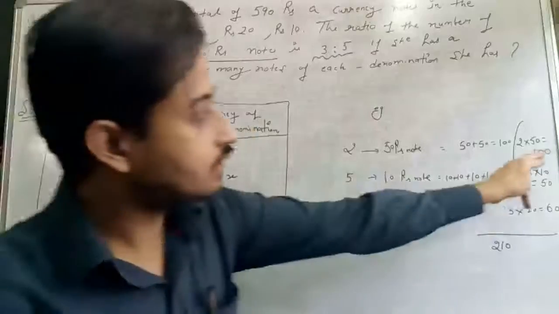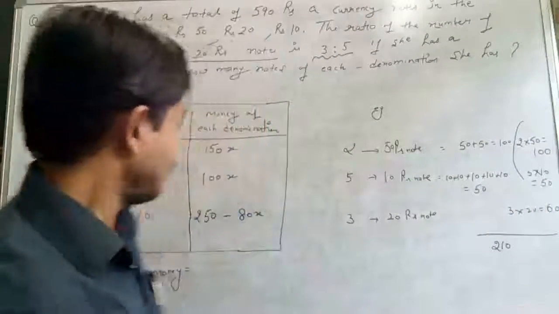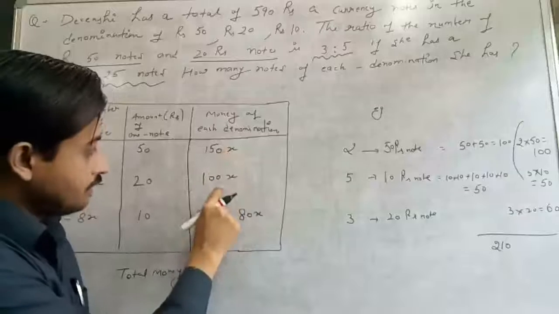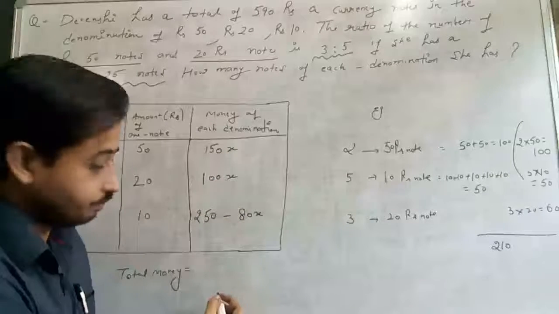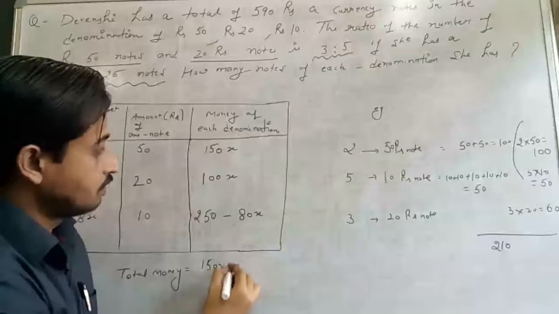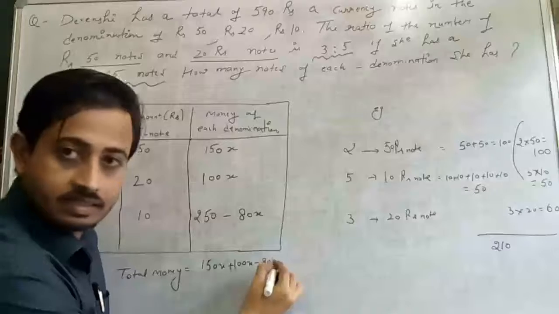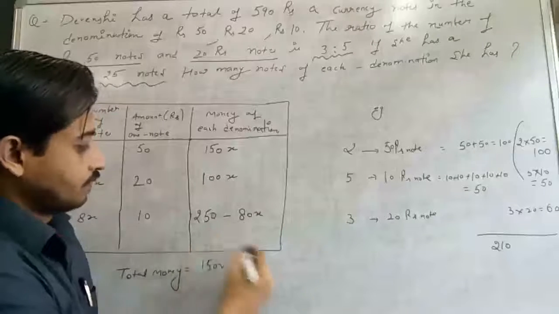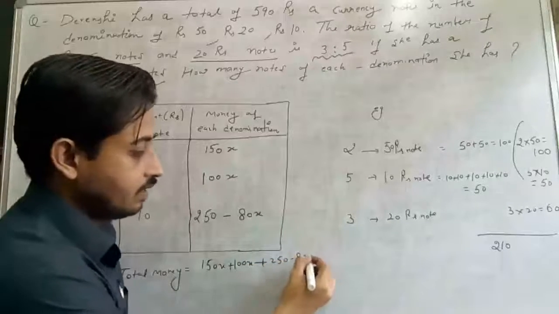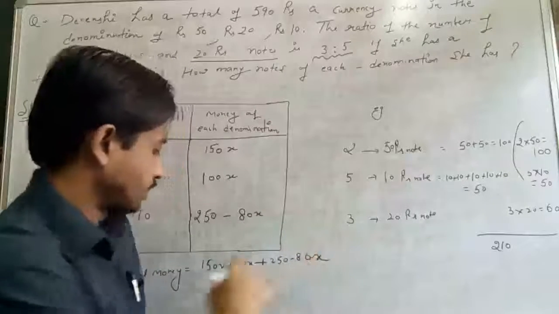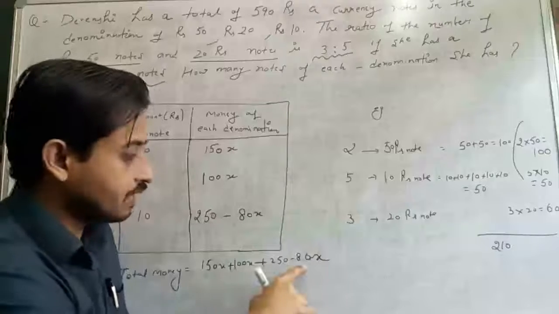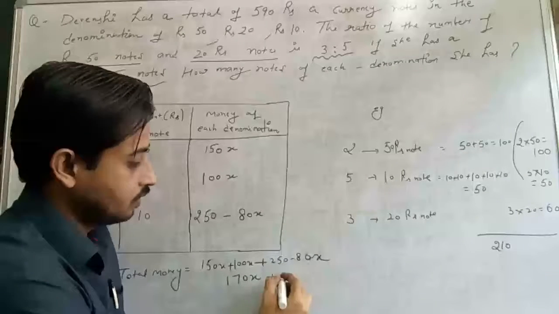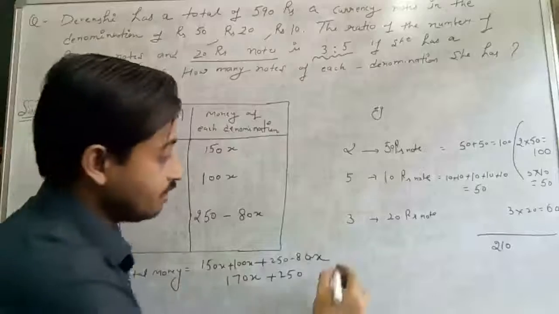We get this one. If in this case we add the total money, so if we add them, we get total money. Firstly we have to add the x terms. Here is 150 plus 100 minus 80, what will we get? 150x plus 100x minus 80x, and the amount is plus 250, or you can write in a similar form, plus 250 minus 80x. Now solve it. 150 plus 100 is 250, and if we subtract 250 minus 80, what will we get? 170x plus 250, and we have been given.